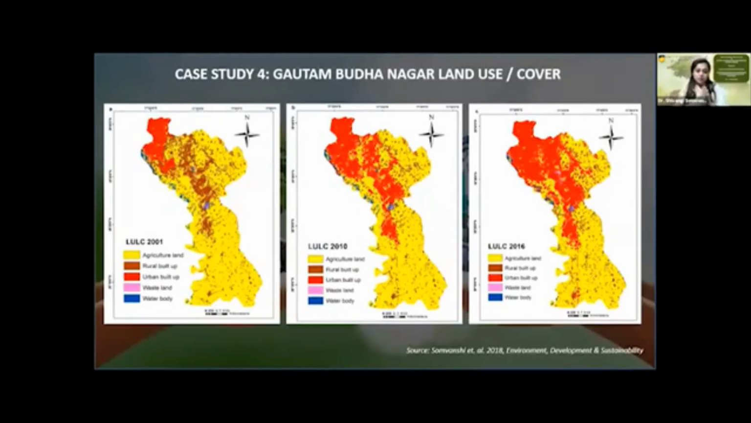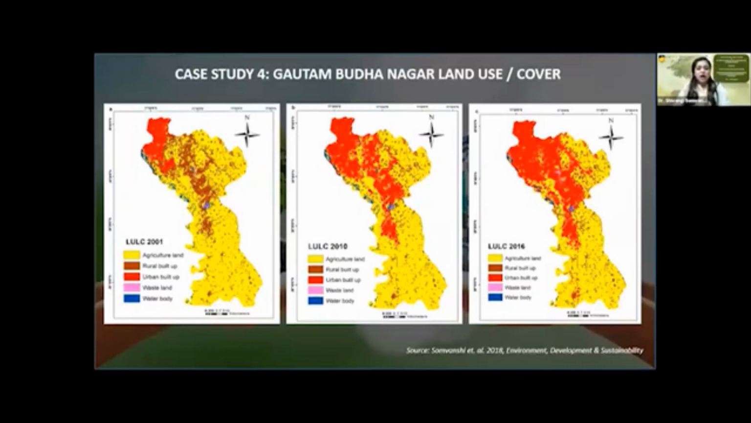So here in this image, you can see how gradually the urban settlement increased from 2001 to 2016. Now this is the area of Noida and Greater Noida. Now we know that there is an increase in the urban settlement. That is very much evident from these maps. But which class is converted into urban settlement?